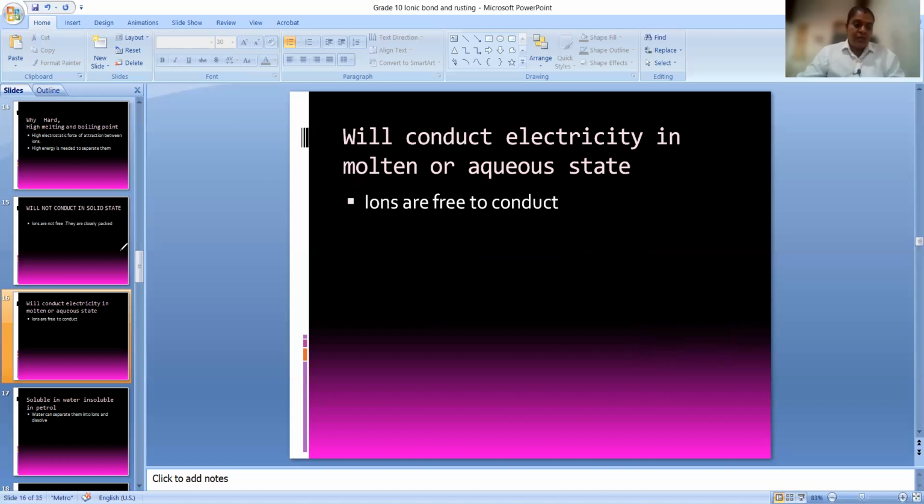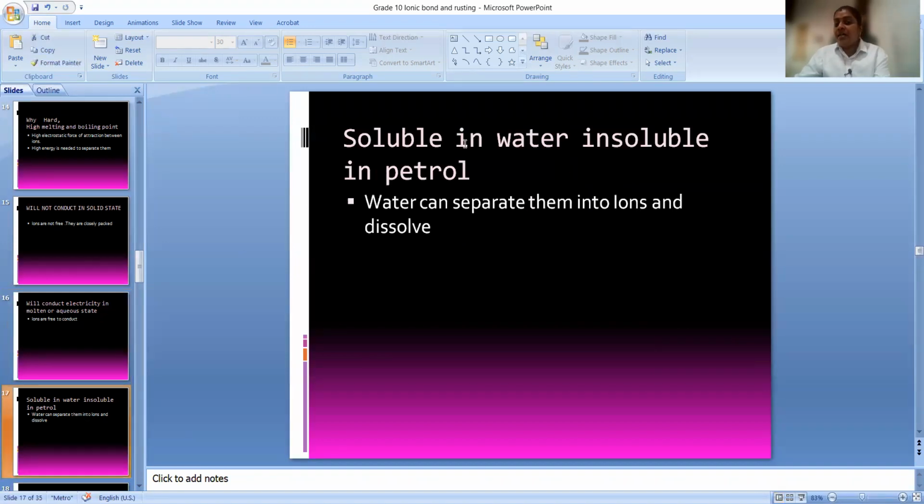Okay. So next is solubility in water. They are soluble in water and insoluble in petrol. Soluble in water, so what is the reason? When they are put in water, as we already discussed, they will separate into ions and they will dissolve. That is the reason. But they cannot separate into ions in the case of petrol. Petrol molecules don't have the capacity to separate the ions.